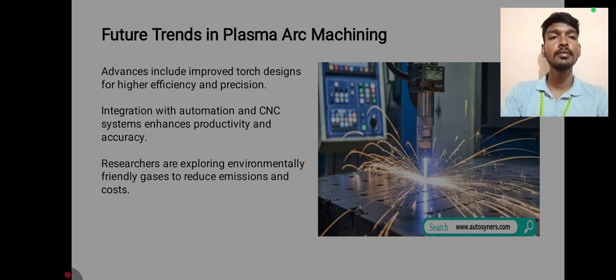Future trends in plasma machining. Advances include improvement of torch designs for higher efficiency and precision. Integration with automation and CNC systems enhances productivity and accuracy.